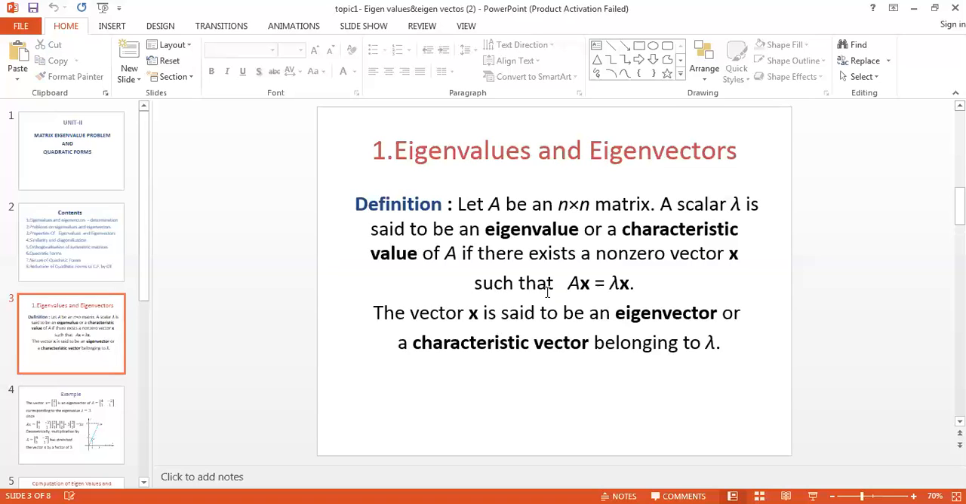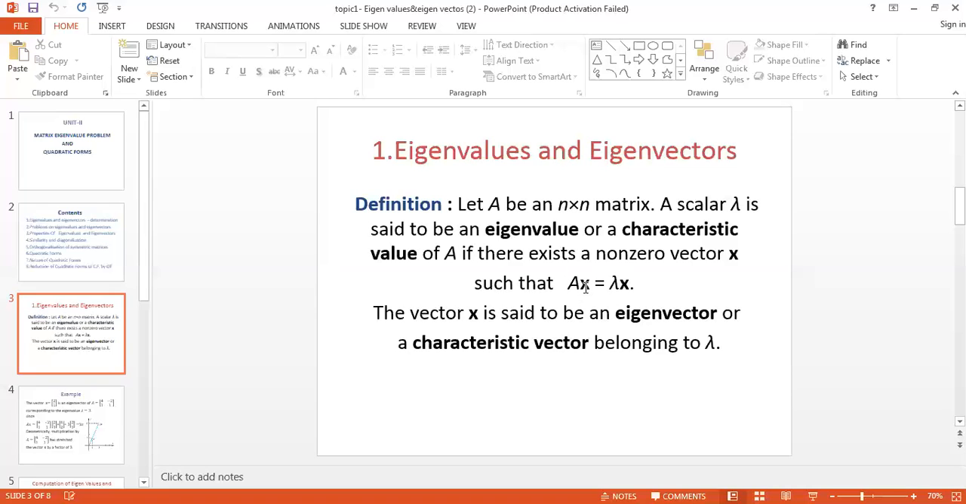So here the geometry of eigenvector is: the direction of the vector x is not changed when we multiply with square matrix A. I am repeating, the direction of the vector x is not changed when we multiply with square matrix A.